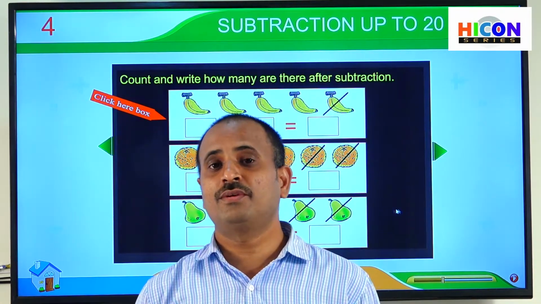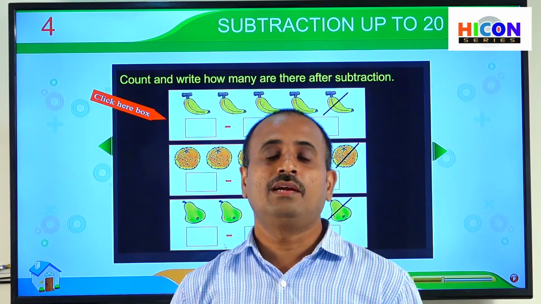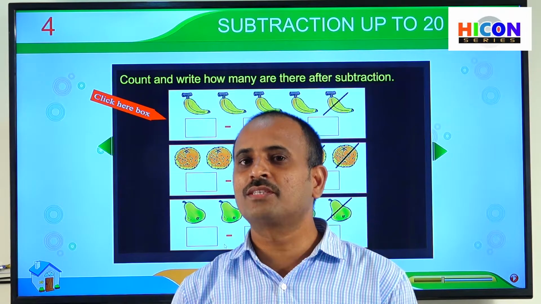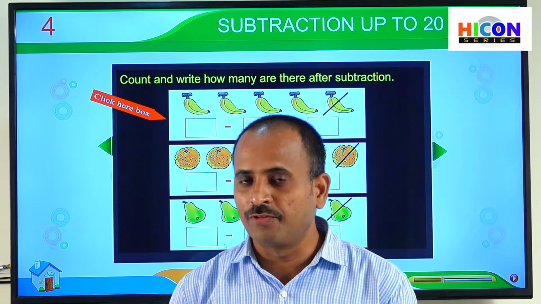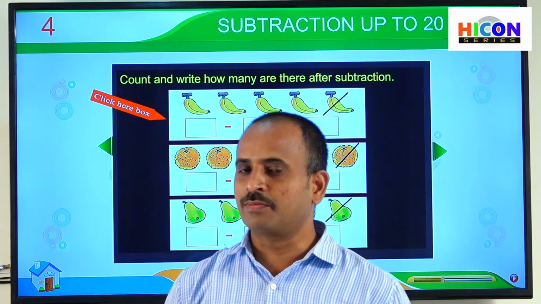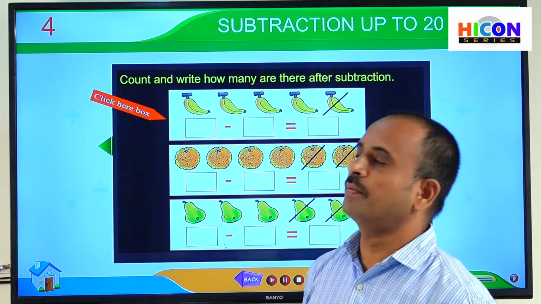Children, we have discussed subtraction. So what is the meaning of subtraction? And what is the symbol used for subtraction? And how do we take away the given number from the given number? Now let us practice some examples for clear understanding about subtraction.